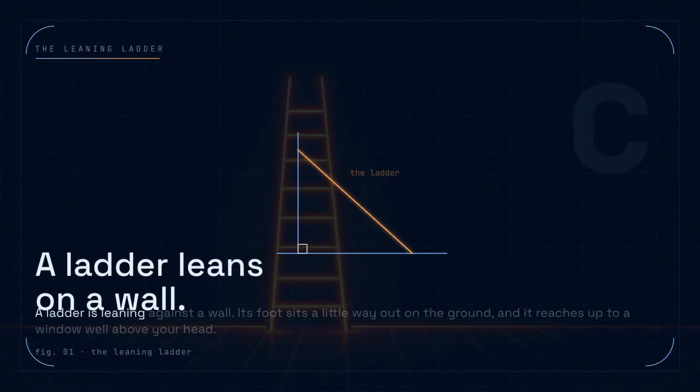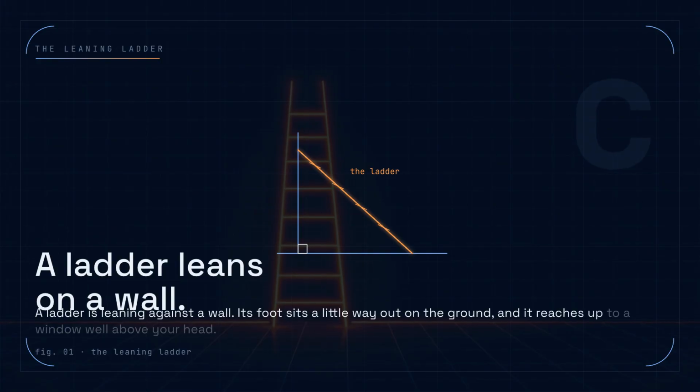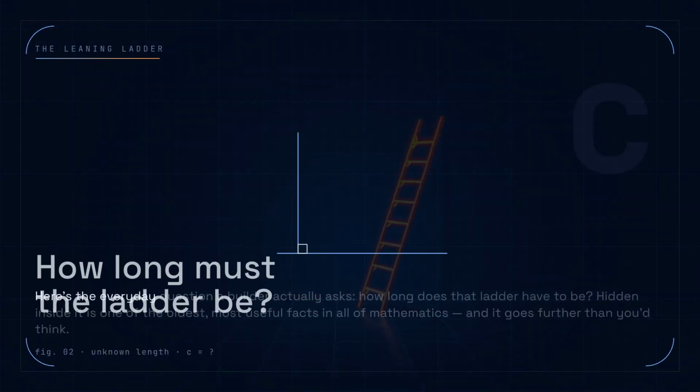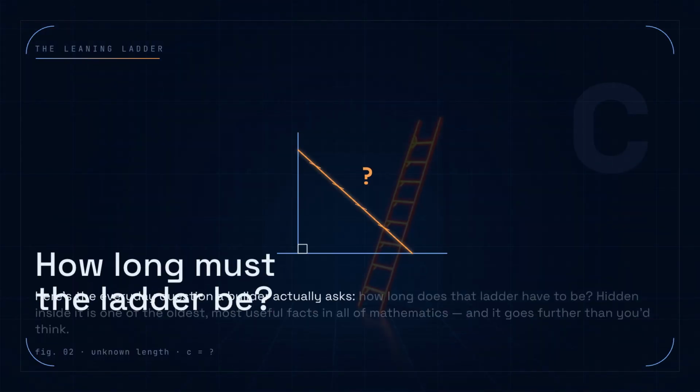A ladder is leaning against a wall. Its foot sits a little way out on the ground, and it reaches up to a window well above your head. Here's the everyday question a builder actually asks. How long does that ladder have to be?